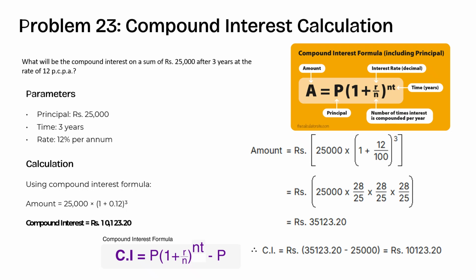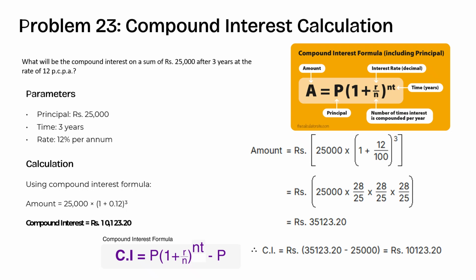What is the problem? We need to find the compound interest. From the amount minus the principal, we find the compound interest value. So from this amount A, 35123.20 minus 25,000 is equal to 10123.20. This is the final answer. That's all about question number 23.